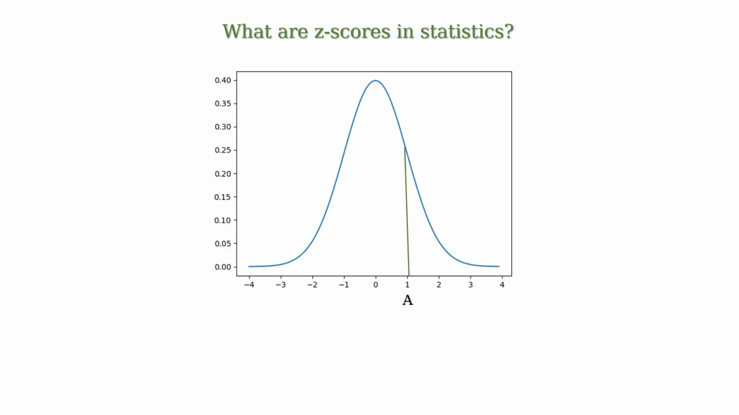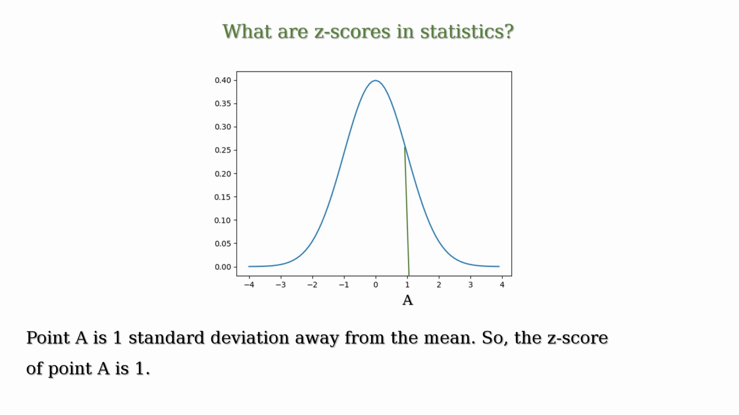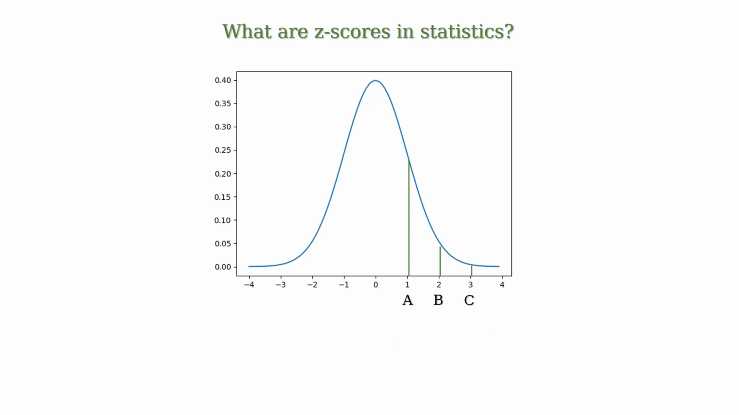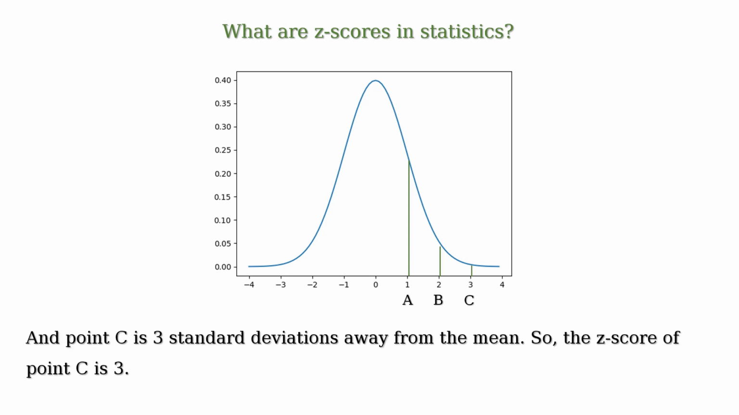Now, this plot shows a normal distribution with a mean of 0 and a standard deviation of 1. Point A is 1 standard deviation away from the mean. So, the z-score of point A is 1. Similarly, point B is 2 standard deviations away from the mean. So, the z-score of point B is 2. And point C is 3 standard deviations away from the mean. So, the z-score of point C is 3.